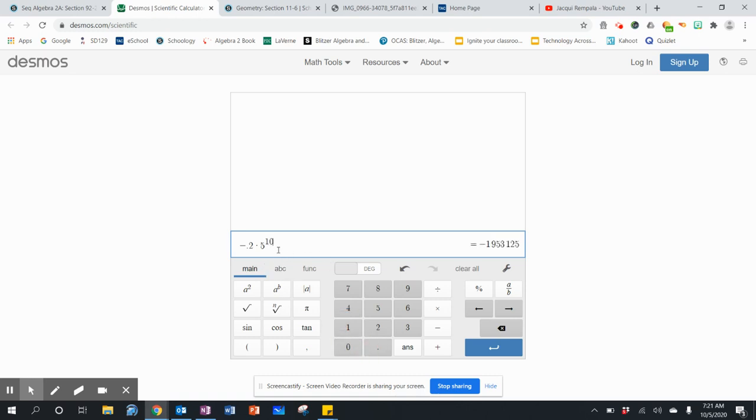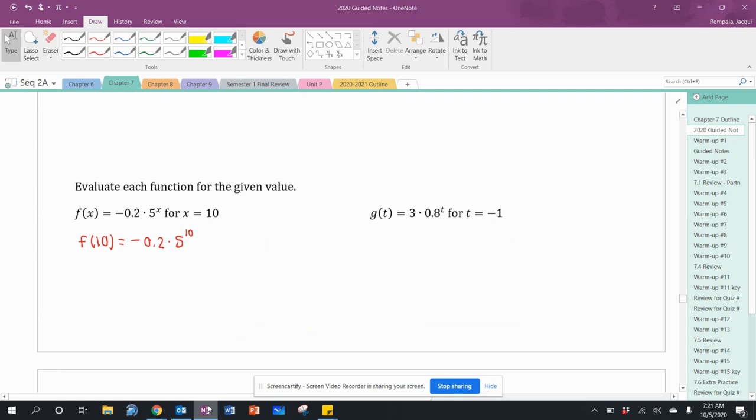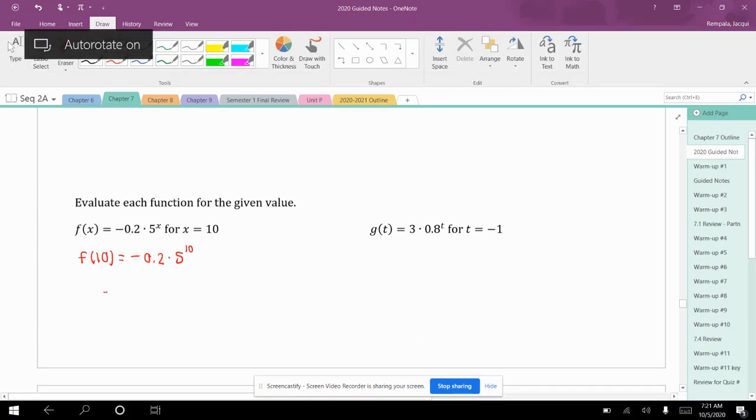And so by doing that, anytime there's a negative in this case, you're just going to have to hit the subtraction sign, it looks like. Okay, but this negative 0.2 times 5 to the 10th power looks like it's giving us negative 1,953,125. So that would be my answer for this first problem right here. So we've got negative 1,953,125.